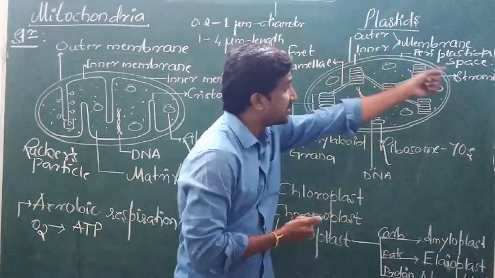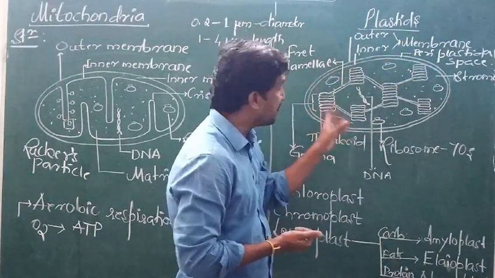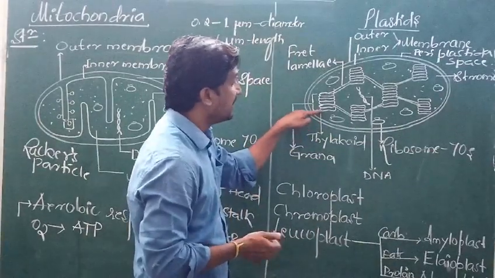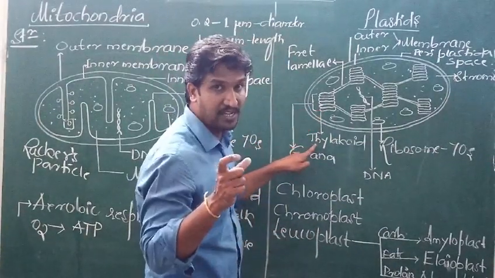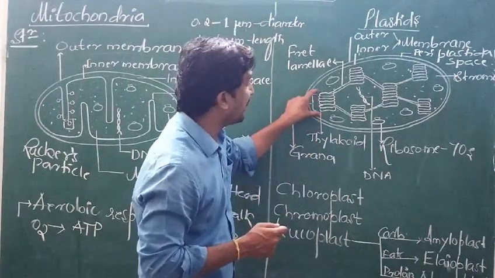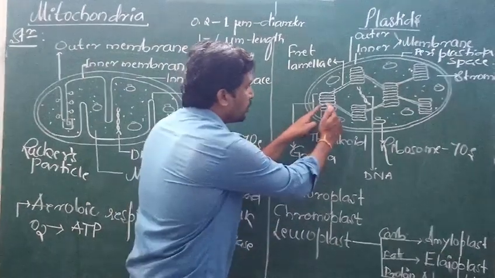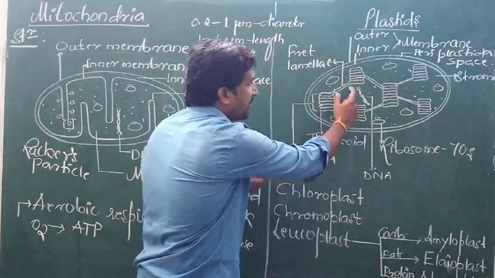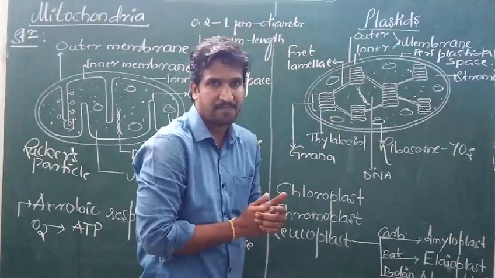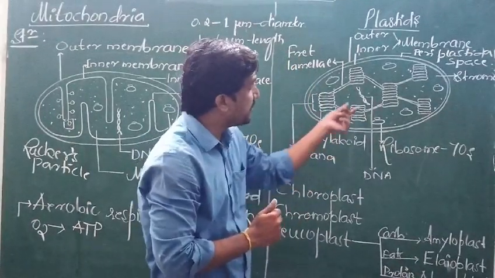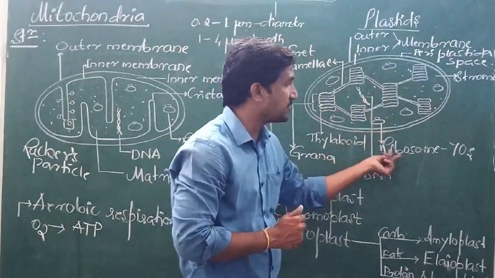Right? So the stroma mainly contains different parts, and one among them is a coin-like structure called a thylakoid. Such 8 to 10 thylakoids form a grana, and each grana is connected by the help of a flat structure called the fret lamellae. And there is a piece of DNA present, and there are ribosomes, and the ribosomes are of 70S.